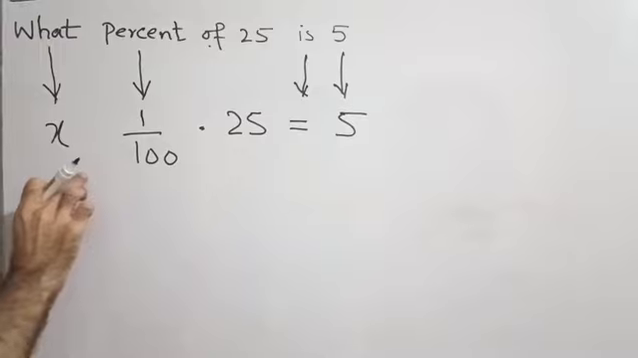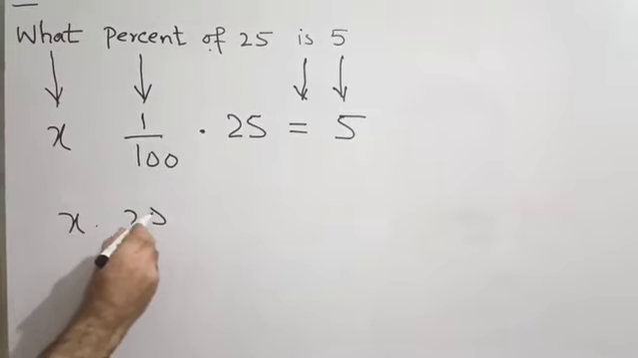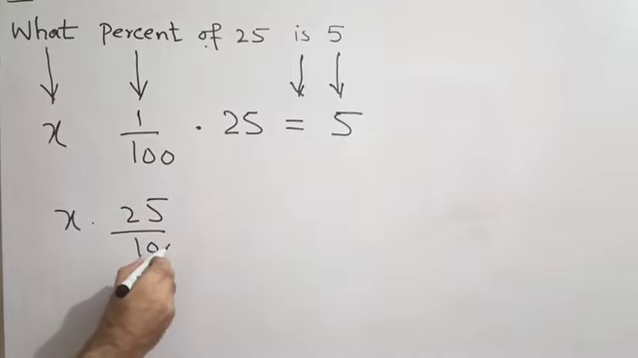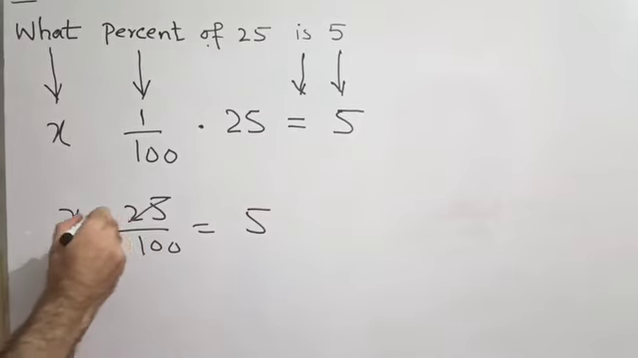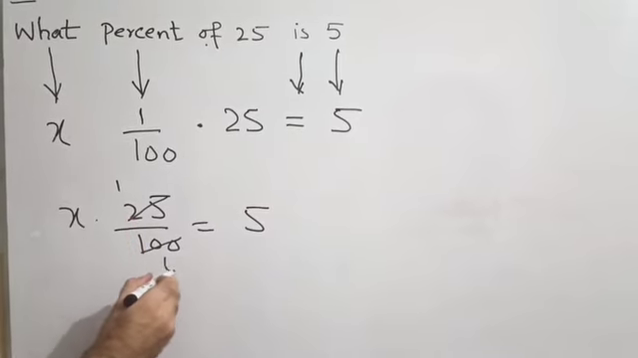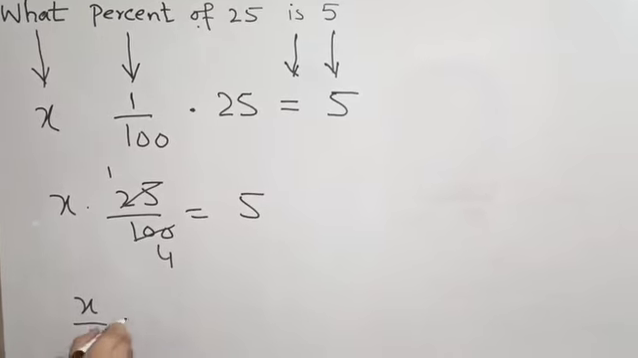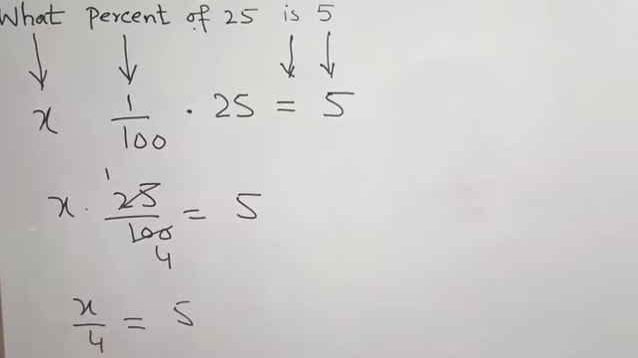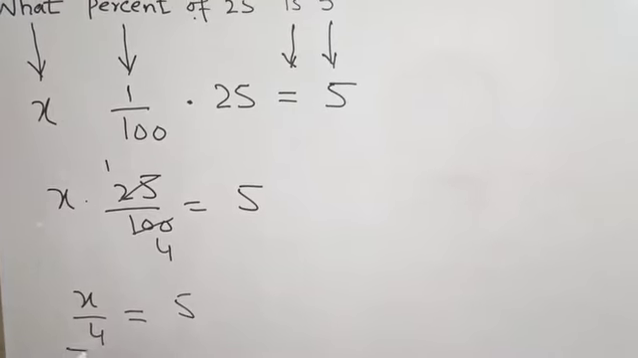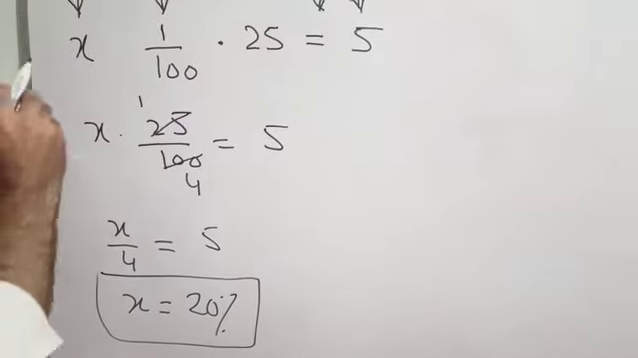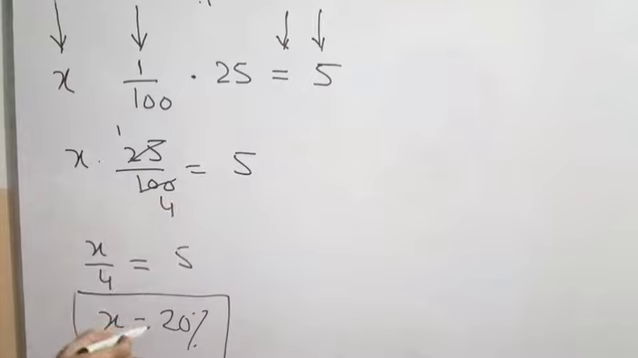So now solve this. So this will become x into 25 divided by 100 equal 5. So 25 ones are 25 and 25 fours are 100. So x over 4 equal to 5, x equal to 20%. So 20% of 25 is 5. This is your answer.